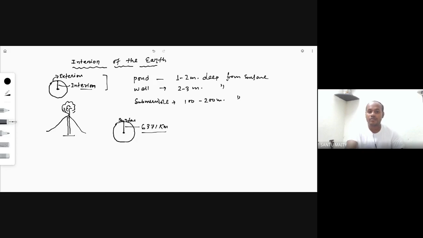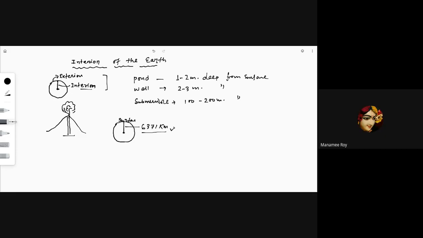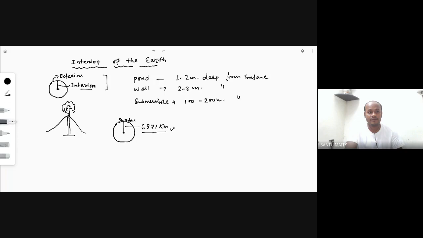So the first question arises: how have we defined or understood that distance, or measured that distance, because it is not possible to go inside of the earth? Is it possible? It is not possible to go inside of the earth, but still we have measured this particular distance, 6371 kilometer. How have we measured that? Any idea?